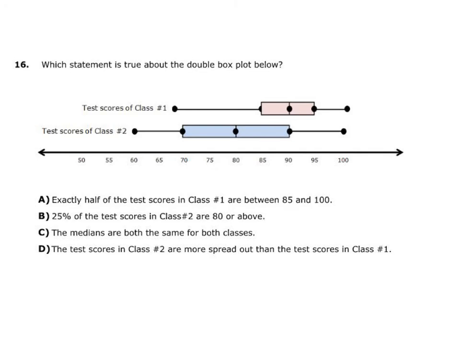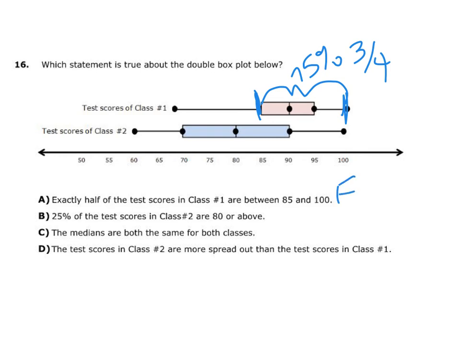It says, which statement is true about the double box plot below? Exactly half of the test scores in class number 1 are between 85 and 100. Well, half of the test scores, so class 1, this is 85 and 100. This is not really half. This is 75%, which is also 3/4. So this is going to be false.